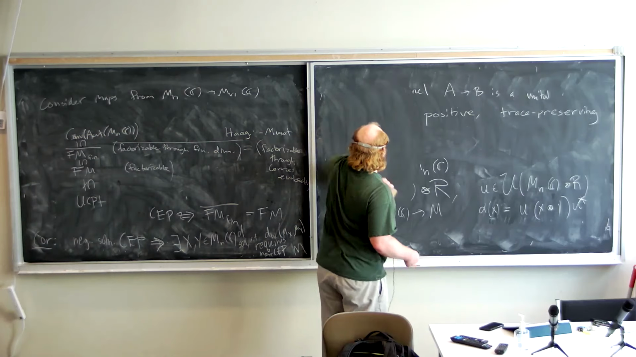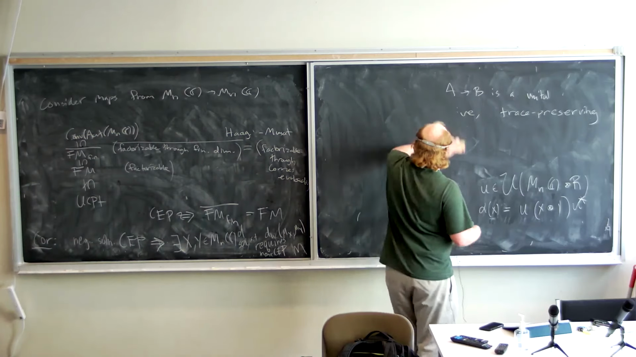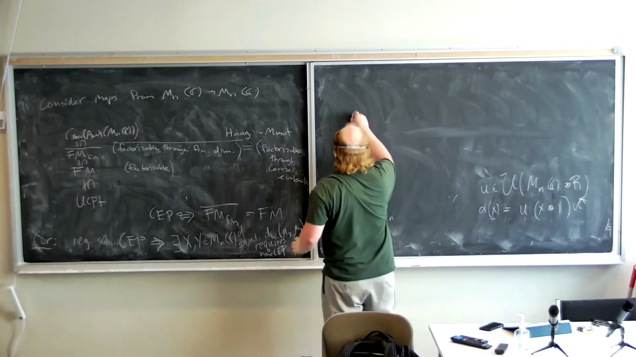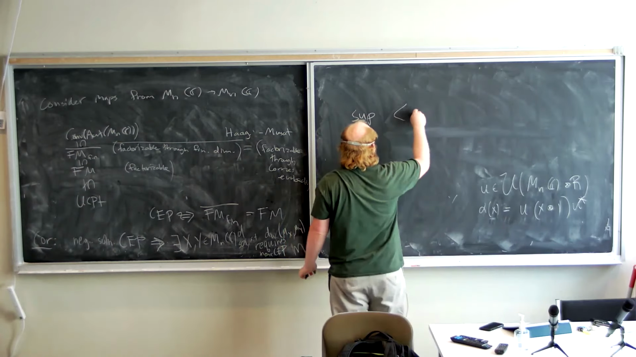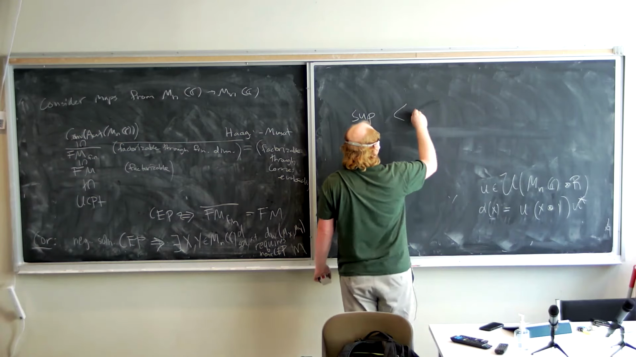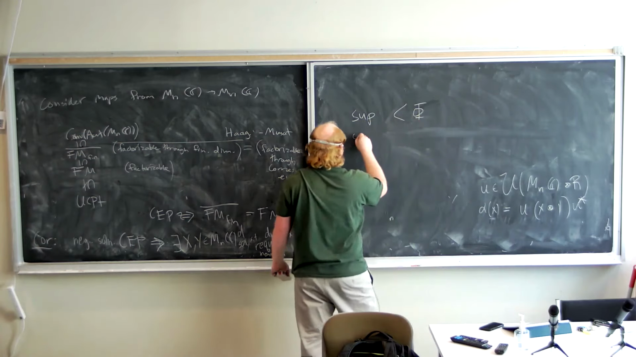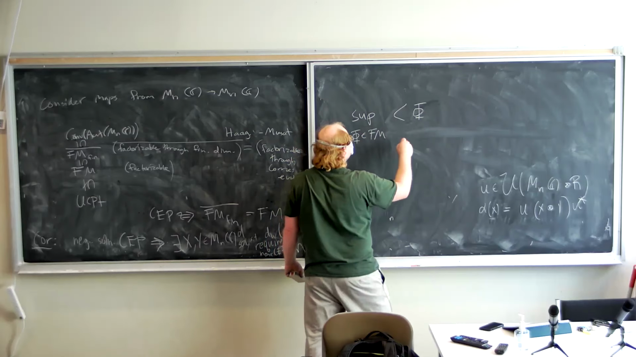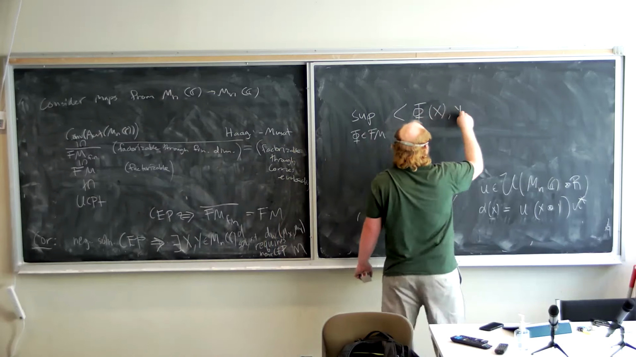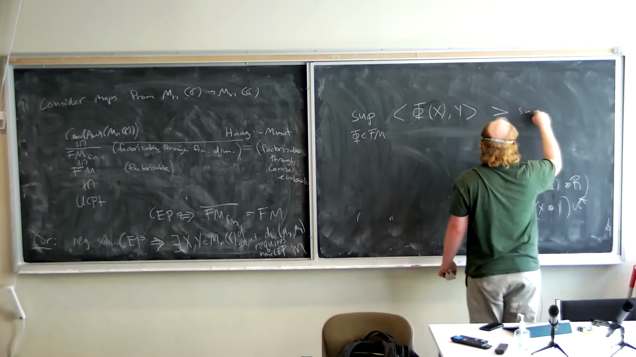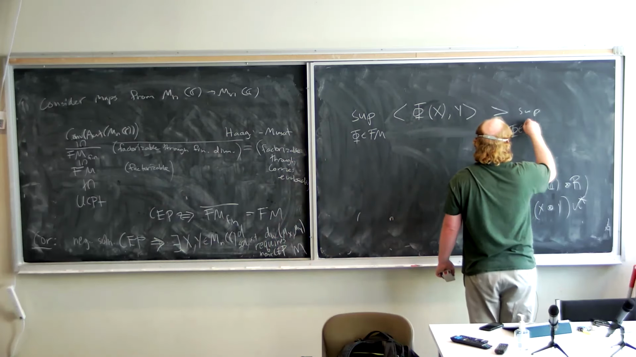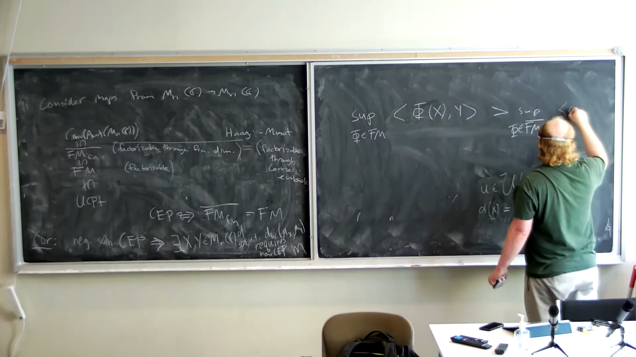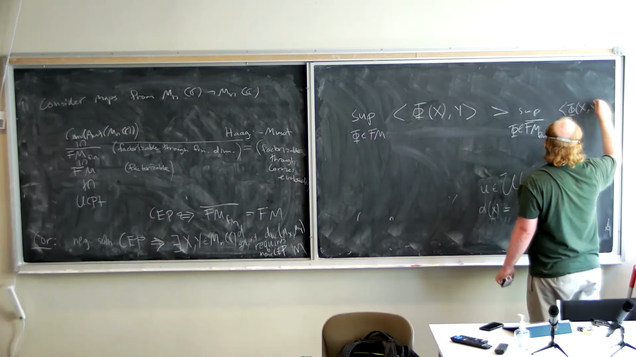Okay, so the statement is that the sup of, let's say, phi in the factorizable maps, phi of X and Y, is strictly bigger than the sup over the phi that come from the Connes embeddable ones, of X and Y.